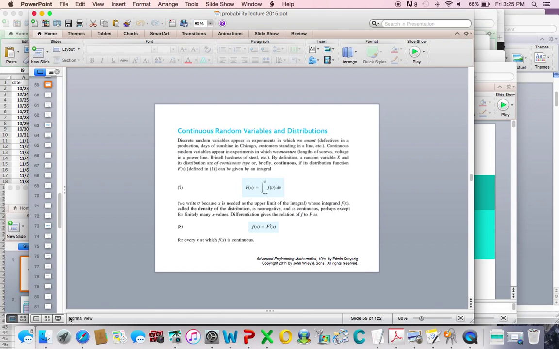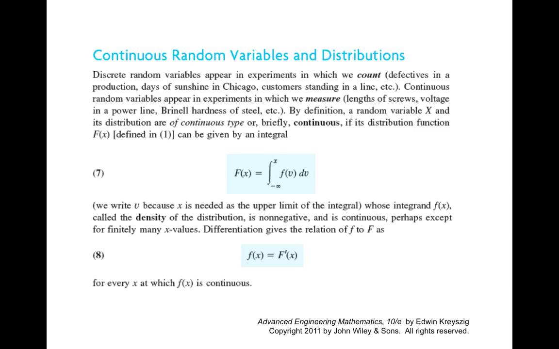Okay, in this lecture we want to discuss continuous random variables and continuous distribution functions. So if a random variable x and its distribution are continuous, then its distribution function F of x is given by the integral of the density function f of v. So I've always referred to this as probability density function, and this is probability distribution function, but different people use different terminology.